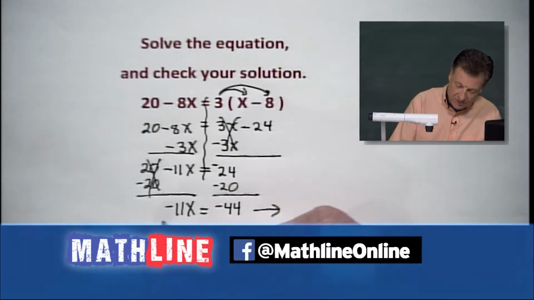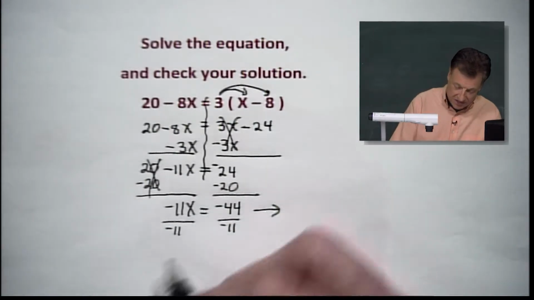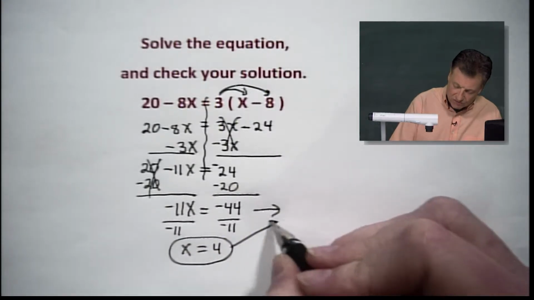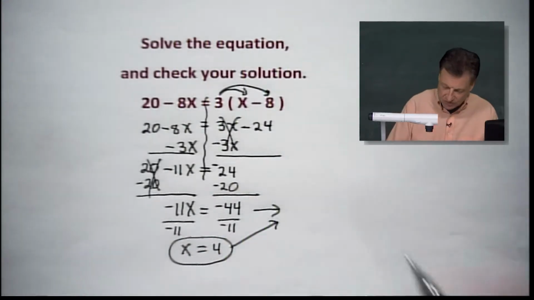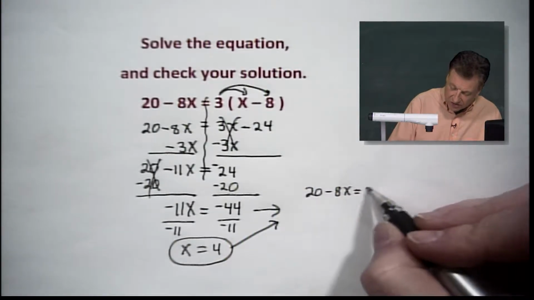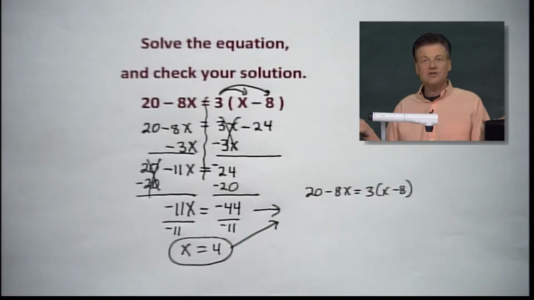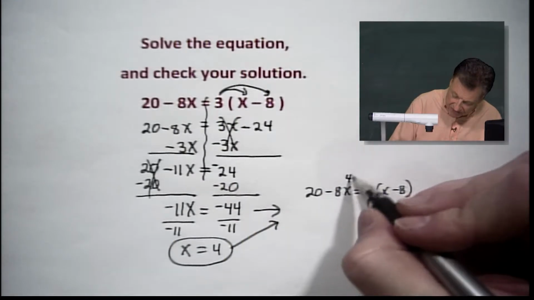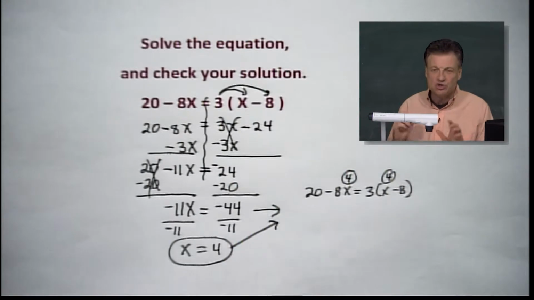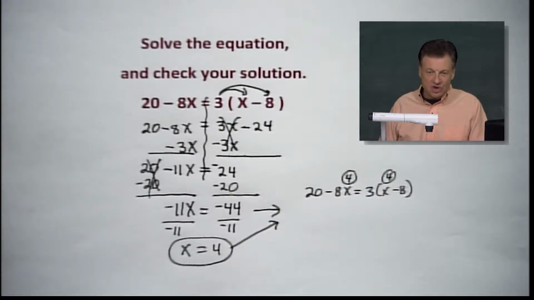Looks like we're going to divide both sides by this negative 11. And you know what that's going to give us? That is going to give us x equals 4. Now, I draw the arrow here. We'll just join forces here because we're going to check. So we're going to go back to 20 minus 8x equals 3 times x minus 8. And we're going to put our 4 in everywhere we see an x. I'm going to write it just up above there, all right? And right above here is a substitution. We're substituting here, and we're going to check to make sure this answer is good.